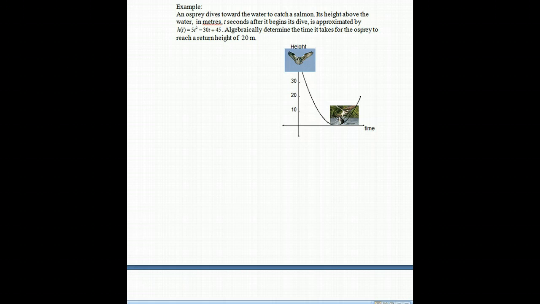Next example, an osprey dives towards water to catch a salmon. Its height above water in meters, t seconds after it begins its dive, is given by the following formula. And we're asked to determine the time it takes for it to return to a height of 20 meters. Here's our equation. We want the time it takes to return. So it's going to be 2 times, if you look across, when you're going to get a height of 20 meters. Here on the way down for the dive, catches the fish, and then on the way back up.